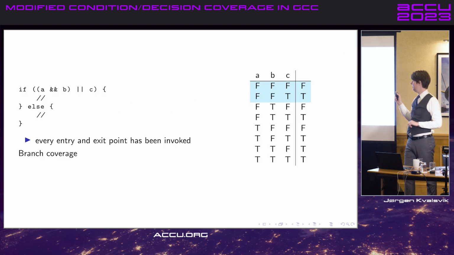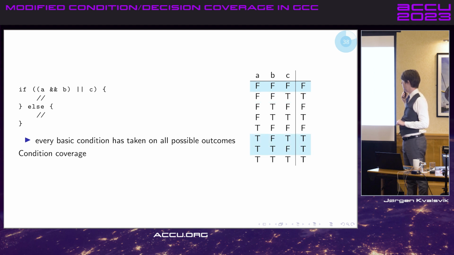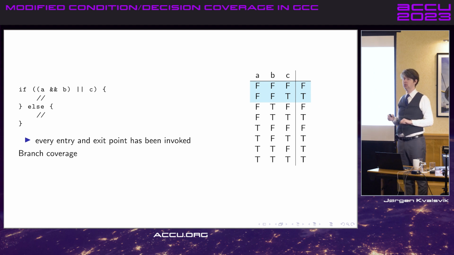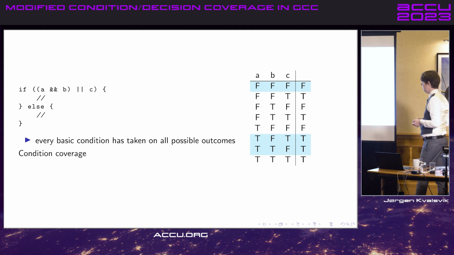So every entry and exit point has been invoked. This is branch coverage. Right? Sorry, this is decision coverage. My apologies. Right? So do you go into the then and do you go into the else? That's it. Oh yeah, okay, so in the proper sense of branch coverage, it's correct.